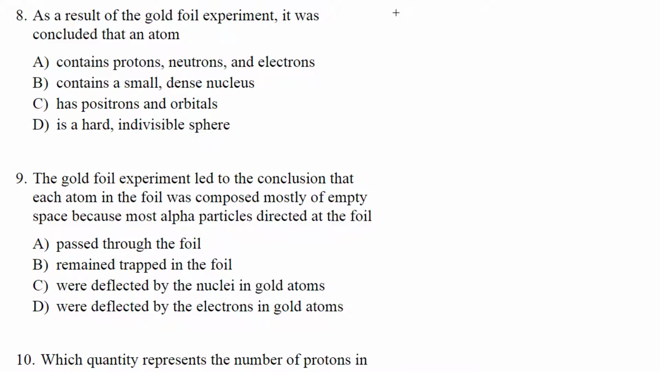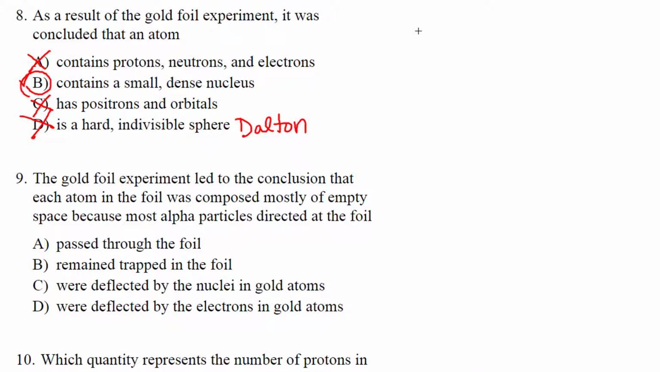Alrighty. So, we have that the atom contains protons, neutrons, and electrons. Well, this is true, but that was not discovered in the gold foil experiment. Contains a small, dense nucleus. This could certainly be on the right track. Has positrons and orbitals. Well, orbitals didn't come around until the wave mechanical model, so that's out of the picture. And is a hard, indivisible sphere. Nope, that is the Dalton model. So that means D cannot be our choice. Our best choice is B, that it contains a small, dense nucleus.